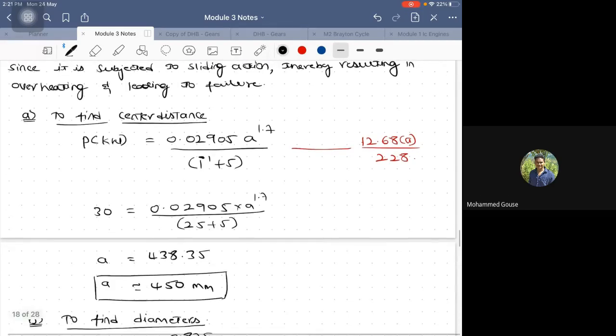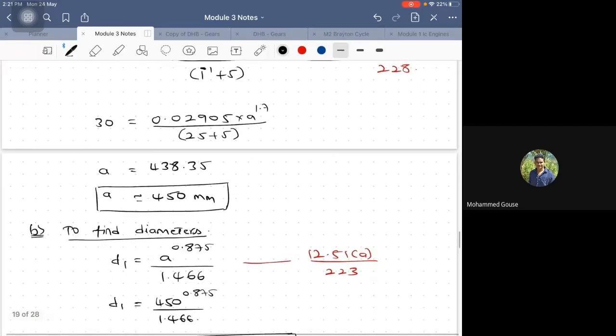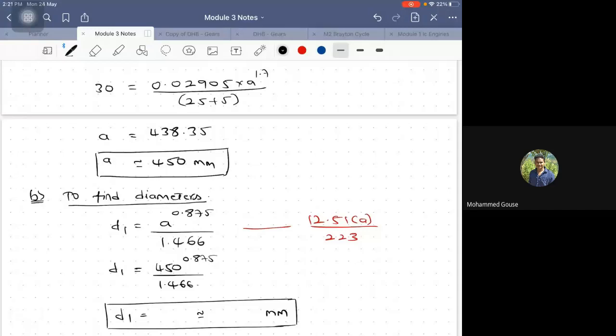all of you find the diameters. You have used this particular expression, D1 is equal to A to the power of 0.875 divided by 1.466, which is in equation number 12.51A, page number 223. Substitute the value of A, which is 450 mm, and give me the value of D1. So 143; again, diameters should be a whole number. So shall I take it to be 150 approximately? So center distance of 450 and diameter of the worm is 150.